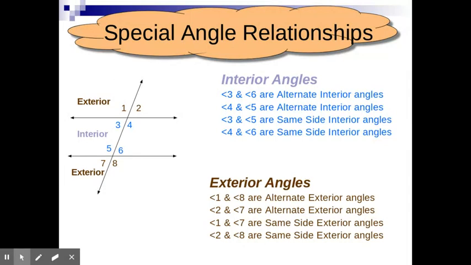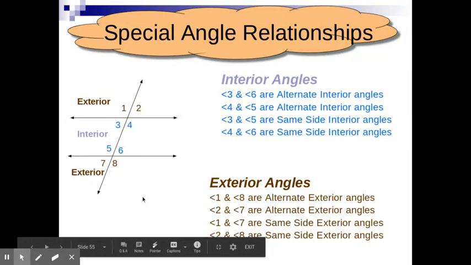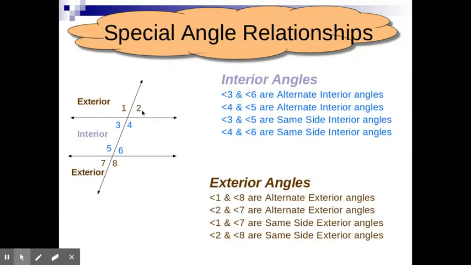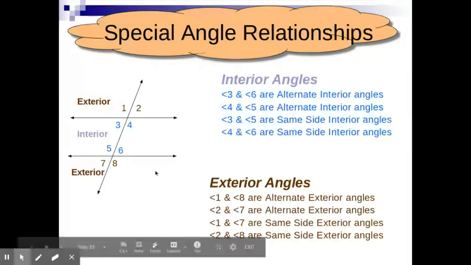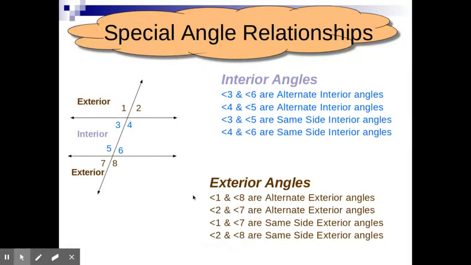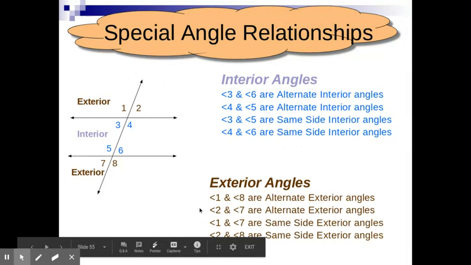All right. Now, how are we going to use this? You're going to have some questions where I might say, look at the numbers, name a pair of same side exterior angles. And you'd have to say, angle 2 and angle 8. Or, what's coming up on the next slide, maybe it'll say angle 8 is 50 degrees, and then you've got to fill in the missing angles. So you would use this to fill it in.